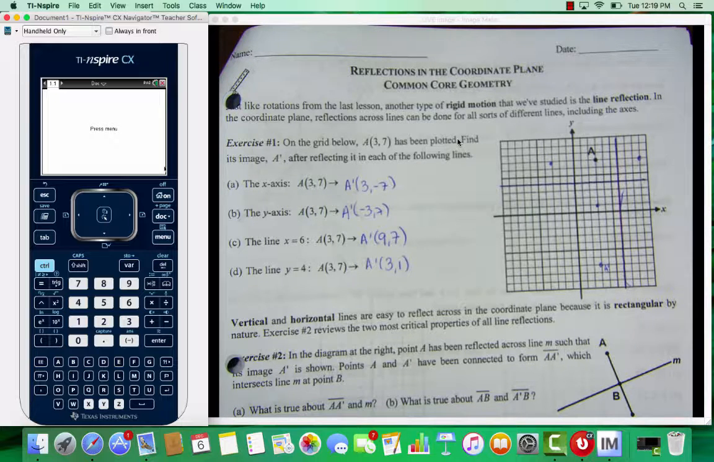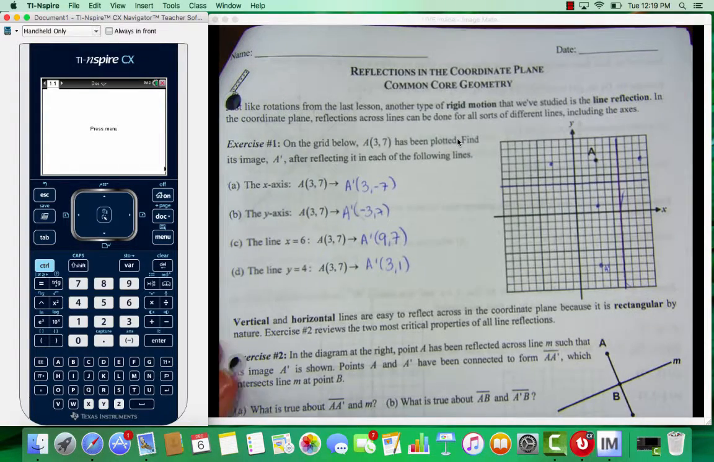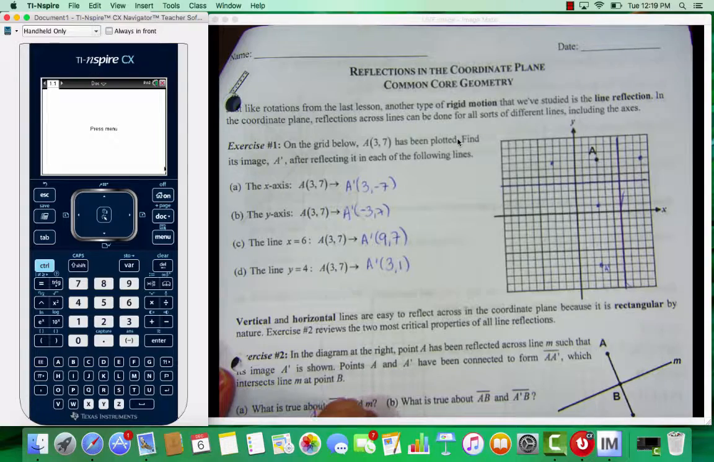But in exercise 2, we're going to review some other properties about line reflections. In the diagram at the right, we have point A that's been reflected across line M such that its image A prime is shown. Points A and A prime have been connected to form a segment AA prime, which intersects line M at point B. What is true about AA prime and M? As we saw when we did our transformations, those two lines are perpendicular. So AA prime is going to be perpendicular to line M.